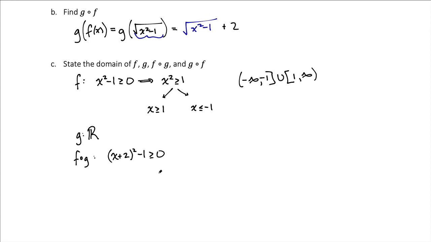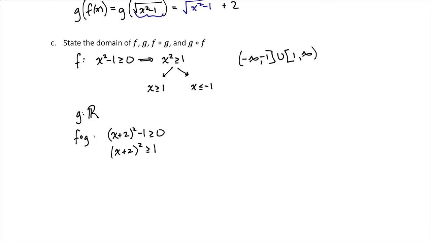Okay, so now if I add 1 to both sides, I get (x plus 2) squared is greater than or equal to 1. Now when I do the square root, it's going to do the same thing as what happened up here. We get 2 different things. We get either x plus 2 is greater than or equal to the positive square root of 1, which is 1. Or if we want to flip the sign and use the negative 1, then it flips the inequality as well. So x plus 2 less than or equal to negative 1. Now if we subtract 2 here, we get x greater than or equal to negative 1, and here x less than or equal to negative 3.